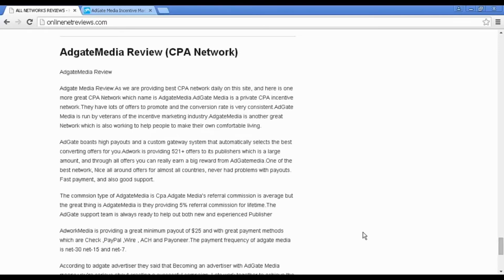The next network to look at is AdGate Media, and there are some issues around this particular site. Here is one review of AdGate Media.